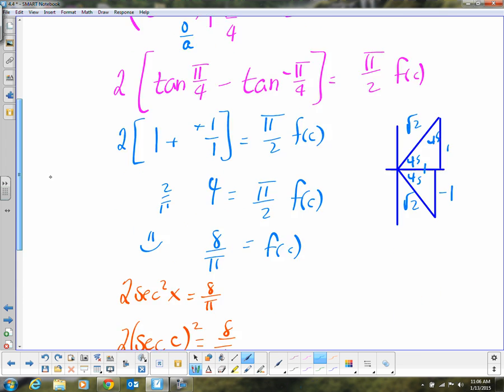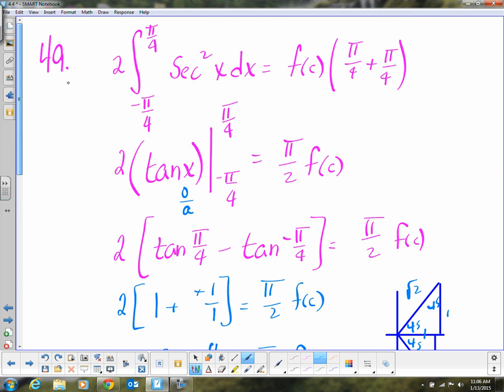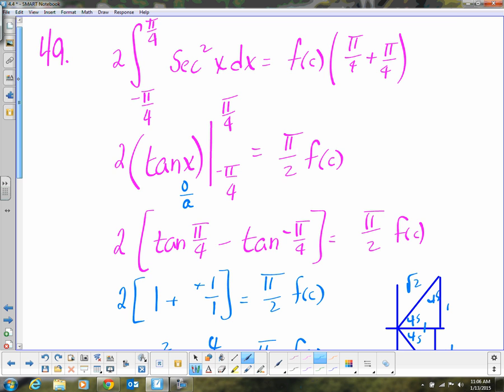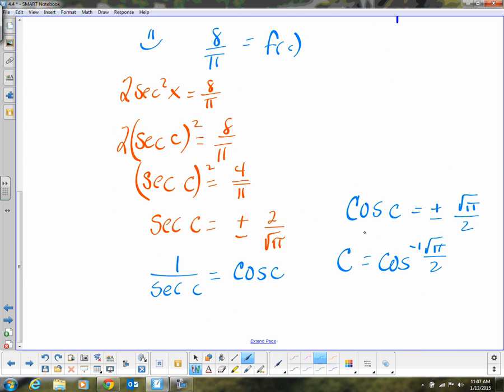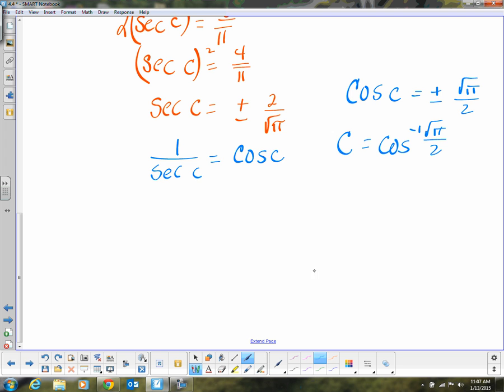Did they give us an interval or not? From negative pi over 4 to pi over 4. Those are my x's. So what do we get? Make sure you're in radians. You have to make sure you're in radians.